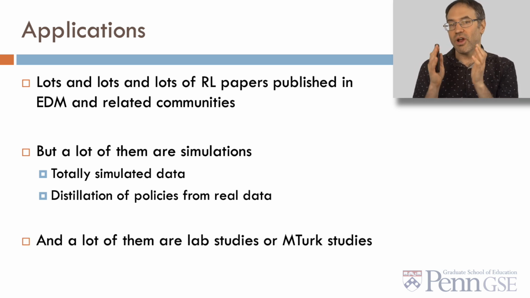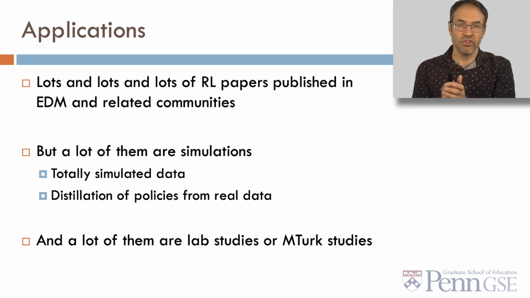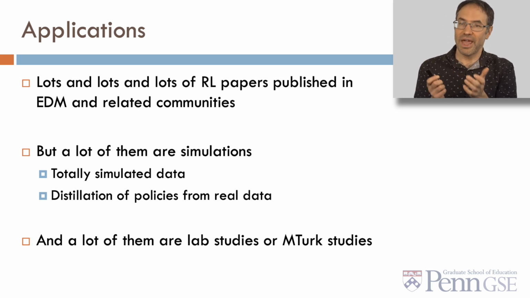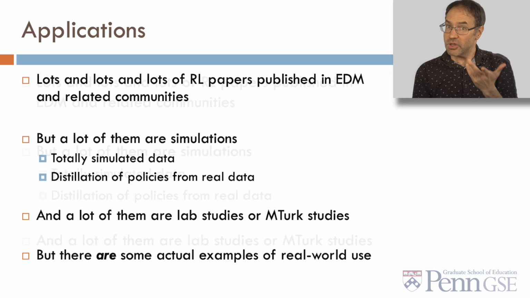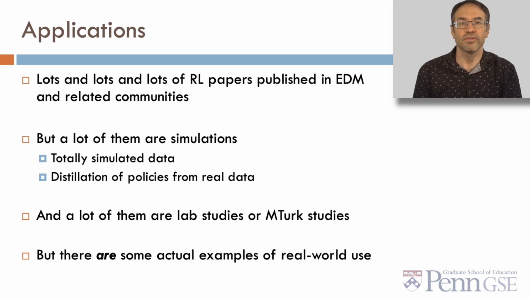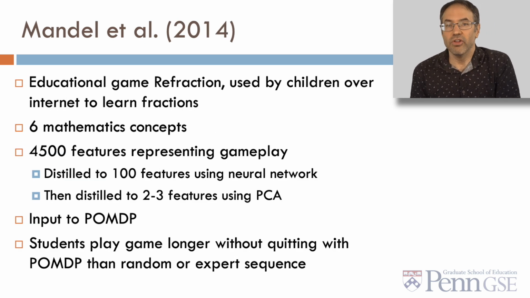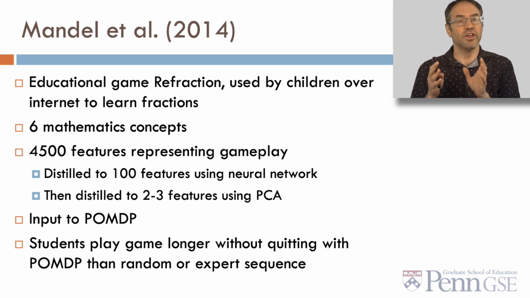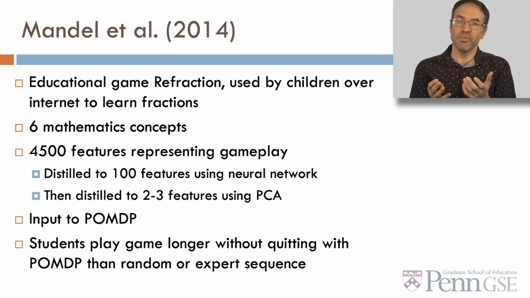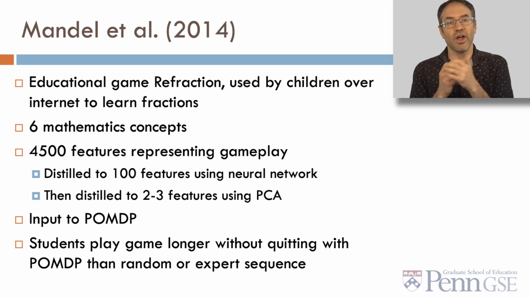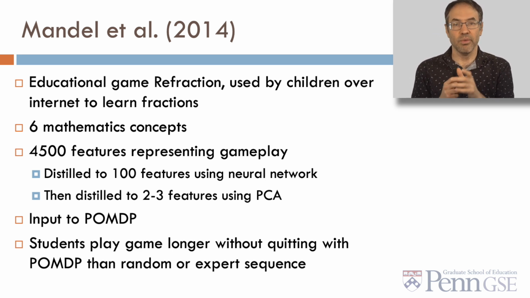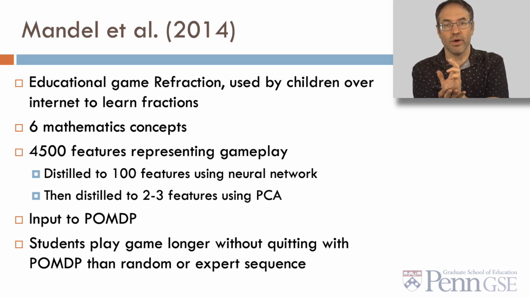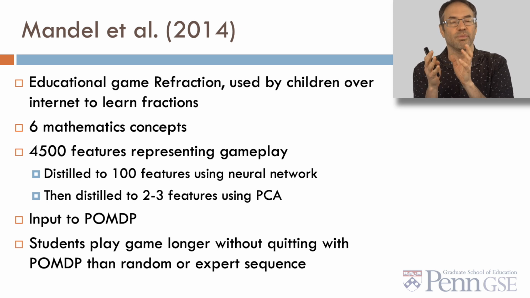A lot of the ones that aren't simulations, a lot of the ones that actually involve making decisions, are still lab studies or mechanical Turk studies. But there are some examples of real-world use. For example, Mandel et al. looked in the educational game Refraction, which is used by children over the internet to learn fractions. There were 6 mathematical concepts, 4,500 features representing the gameplay, which they distilled to 100 features using a neural network, and then distilled to 2 or 3 features using PCA.